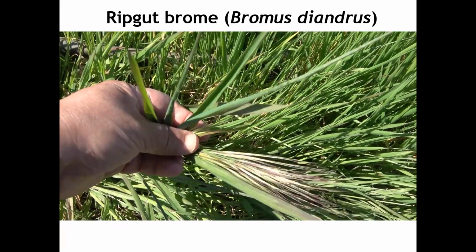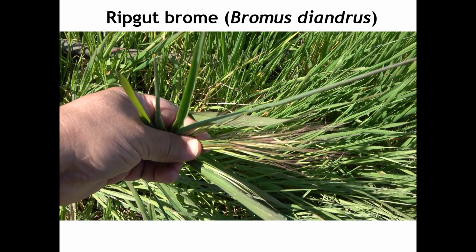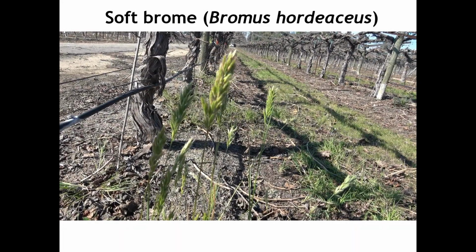Moving on, here's ripgut brome, and let me show you the seed head of this plant. As you can see, it's a plant that has those long looking structures. Those are your seed heads, and I just showed you in that video. Here's another brome grass, and it gets its name soft brome because it feels very soft in texture if you were to touch it or feel the seed head. So this is soft brome.